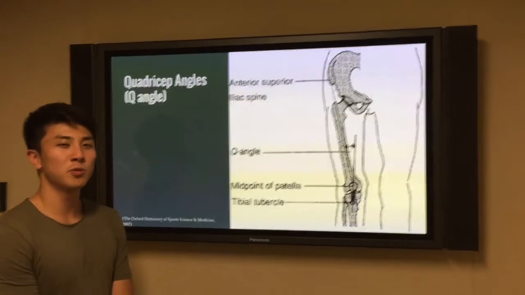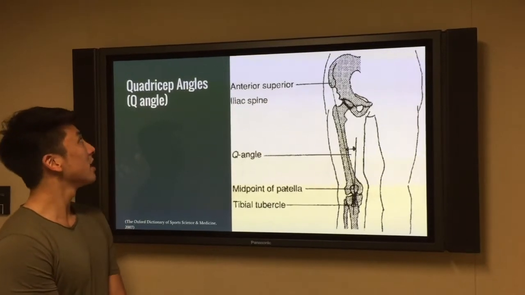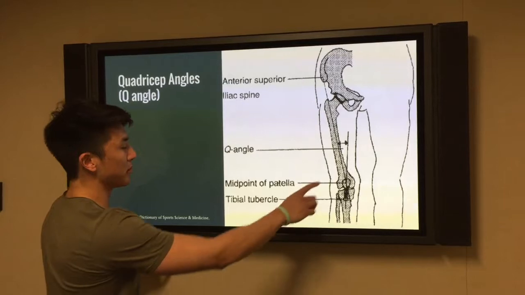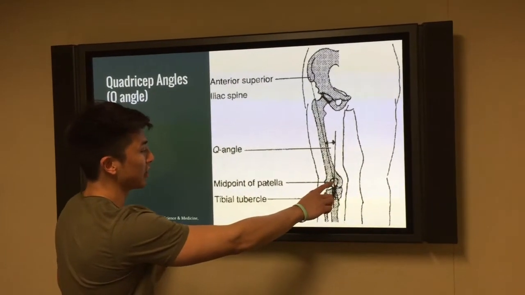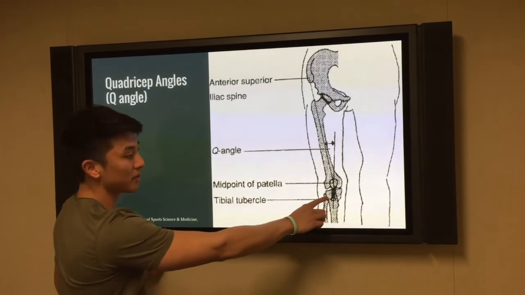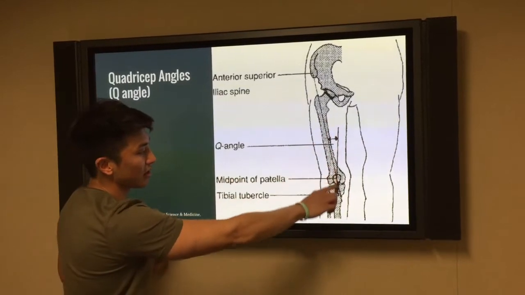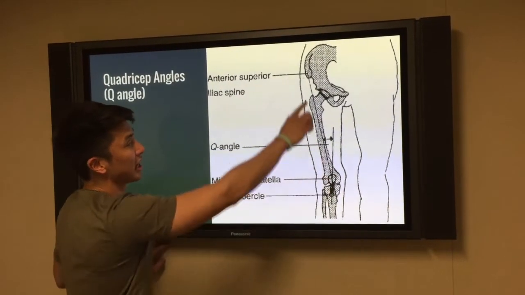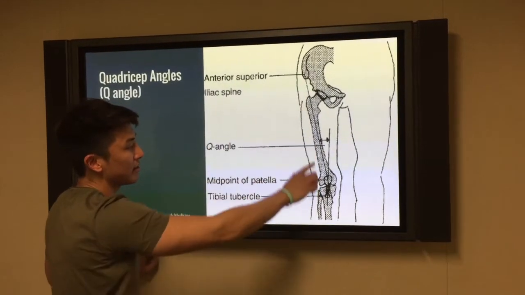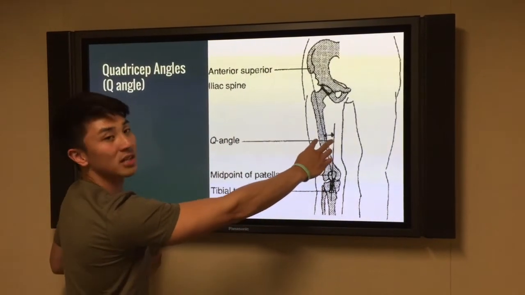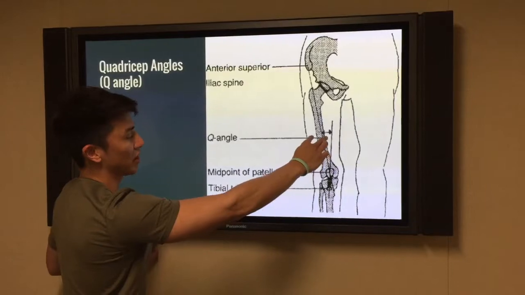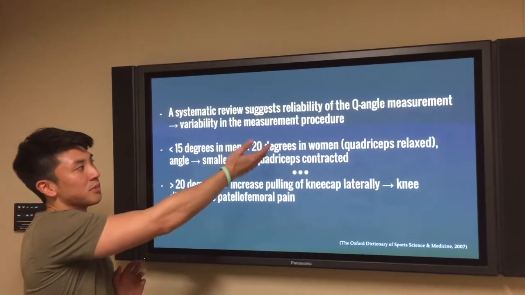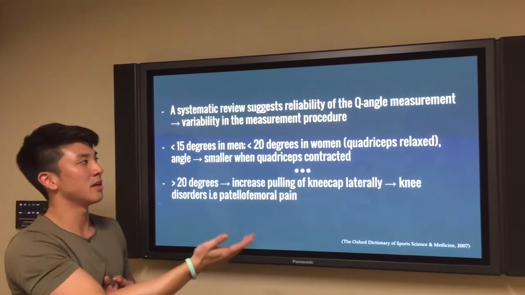Okay, so the third point we want to talk about is the Q angle. And how do we find the Q angle? So we find the midpoint of the patella, and then you find the tibial tubercle. So you draw a line there. And second, you find the midpoint of your patella again, and then your ASIS, and you draw a line there. So the angle between those lines is the Q angle. The measurement of Q angle is a little tricky because the variability in the measurement procedure will alter the outcome.